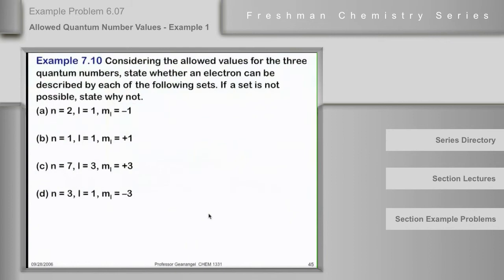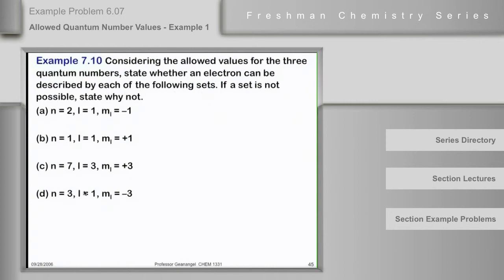Let's do this example, 7.10 here. Considering the allowed values for the three quantum numbers, state whether an electron can be described by each one of the following sets. That means, is there an orbital that exists with these characteristics?